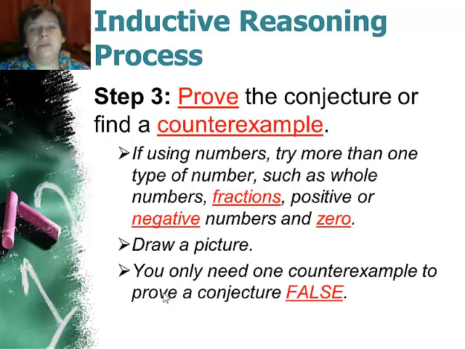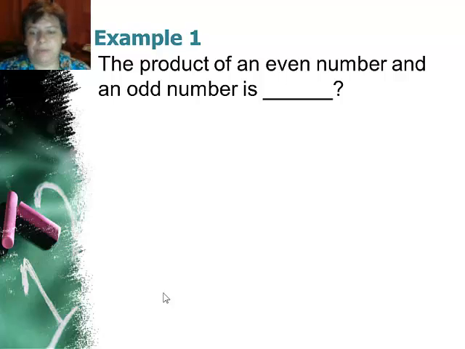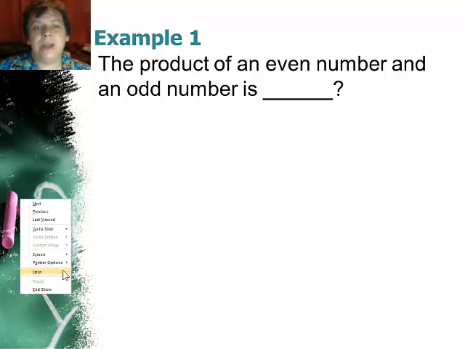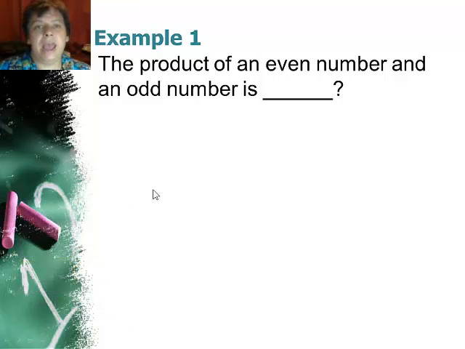So if we want to prove it, we're going to try using numbers, using more than one type of number, like whole numbers, fractions, positive or zero. Try drawing some pictures. You only need one counterexample again to prove something is false. So here's an example that I have. The product of an even number and an odd number is blank. So I'm trying to come up with a conjecture and see if I can find a pattern. So right now I'm just going to go ahead and come up with an even number. We'll say 2. And an odd number, we'll start with 3.